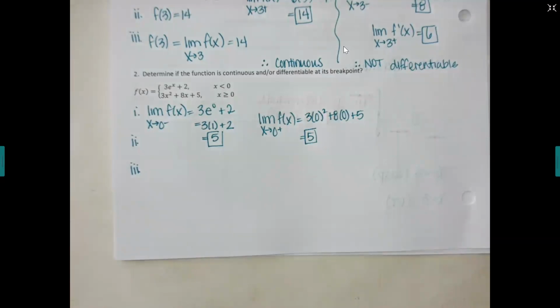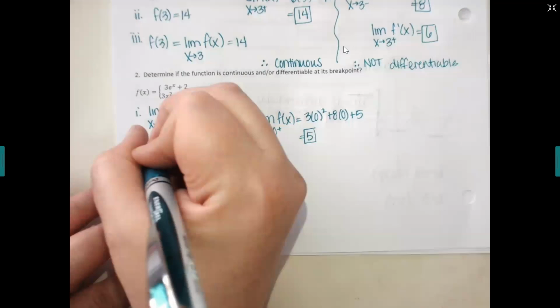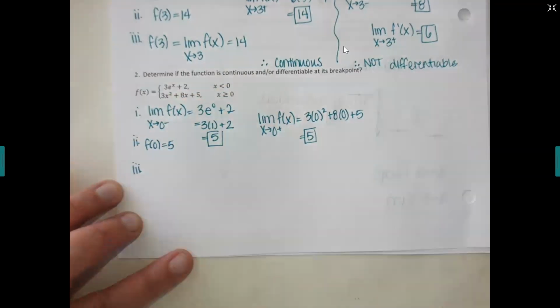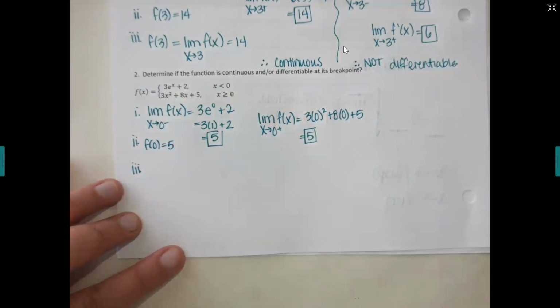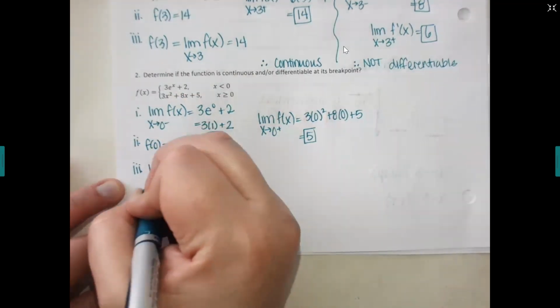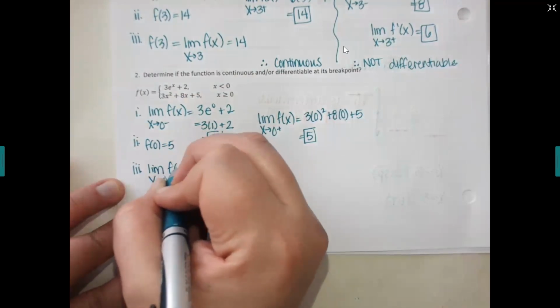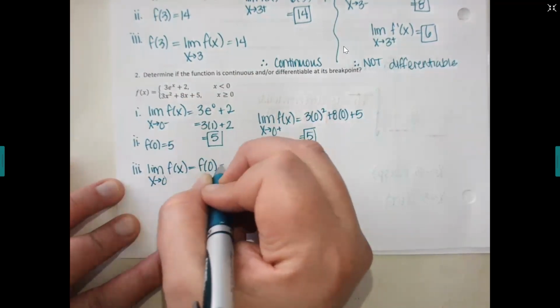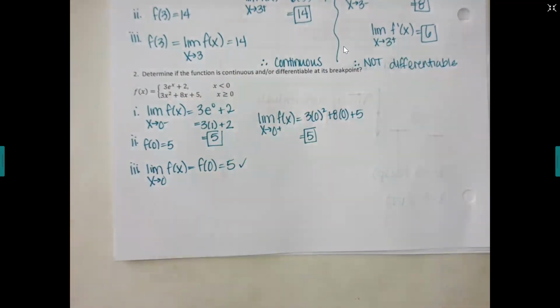Part 2, if x equals 0 has its own part of the piecewise, I pick it, or it could be sneaked into the other part, which in this case I have an equal to here. So I'm going to also get 5. Then in my third part, I make sure those all match each other, and they do. So I'm just going to state it, that my limit as x approaches 0 equals the y value at 0, which is 5. So my graph is continuous. Okay, for differentiability, you're going to take the derivative and then check the limits from the left to the right.